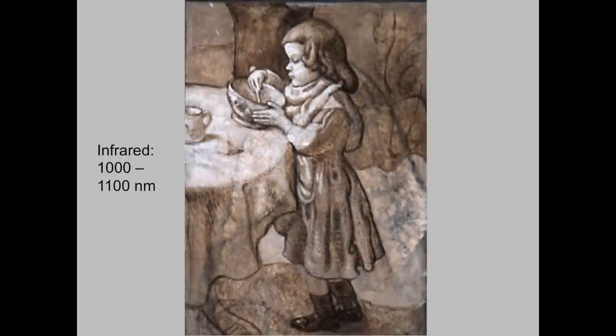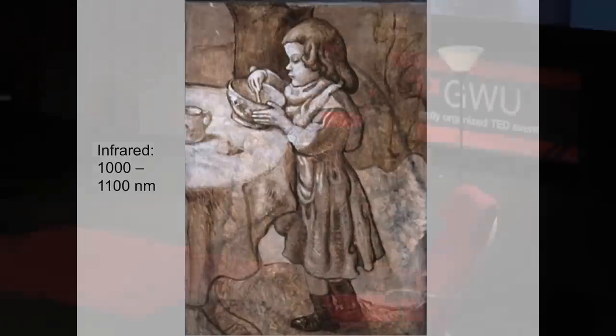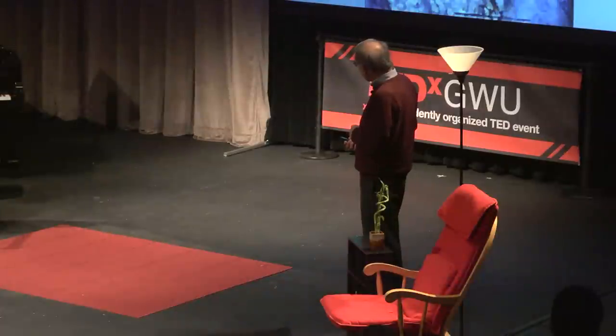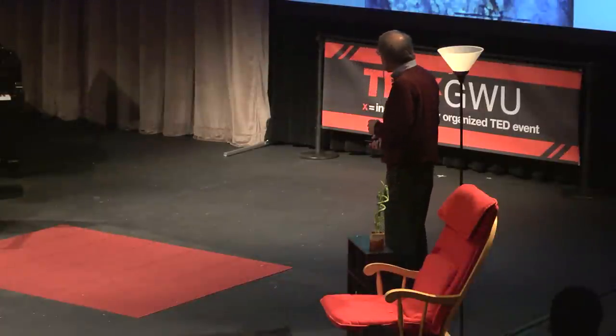One could look at it in infrared, and infrared, as you know, begins just above the visible red in wavelength and goes on a long way. And in this band, 1,000 to 1,100 nanometers, this is what you'll see. But let's look at a different band, 1450 to 1670. Here is a completely different painting that Picasso painted on this canvas before he painted Le Gourmet.